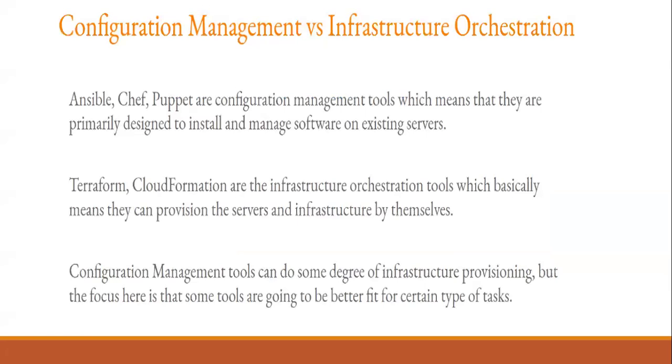Configuration management versus infrastructure orchestration. IAC, infra as code, is nothing but infrastructure orchestration. Ansible, Chef, Puppet are configuration management tools, which means that they are primarily designed to install and manage software on existing servers.